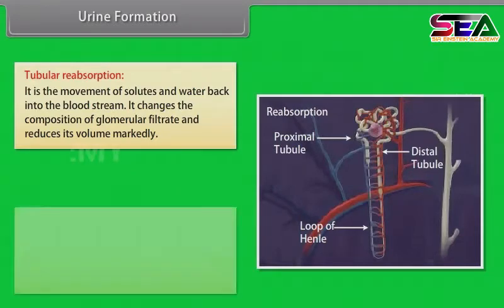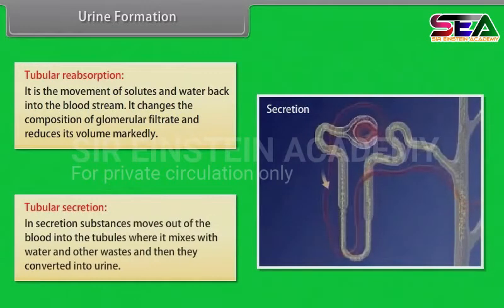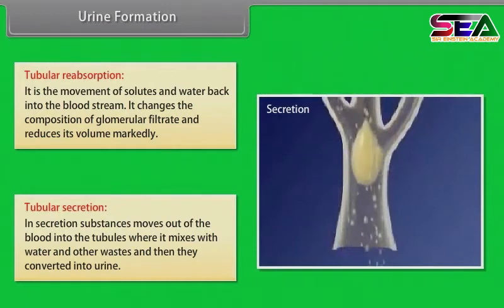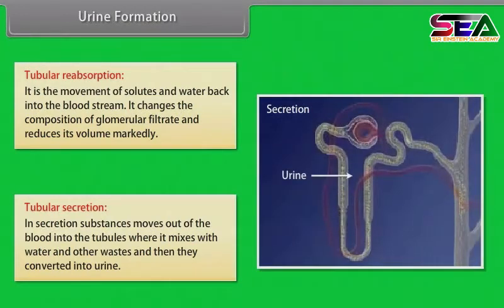And the third is tubular secretion. In secretion, substances move out of the blood into the tubules where they mix with water and other wastes, and then they are converted into urine.